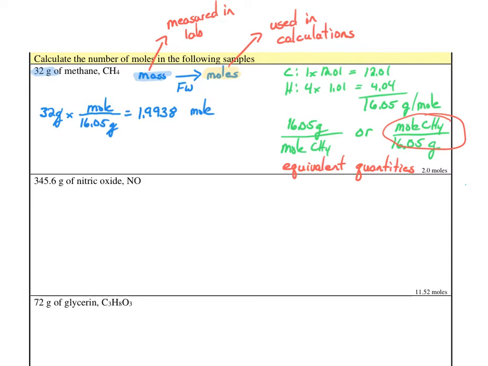Now we consider sig figs. 2 sig figs in this number. This number has 4 sig figs, so we're limited to 2 sig figs in our final answer. Our first number to be dropped is greater than 5, so we round up. We have our final answer of 2.0 moles.